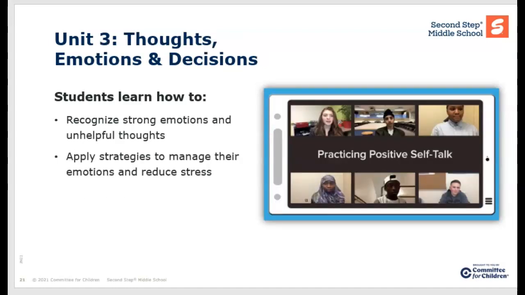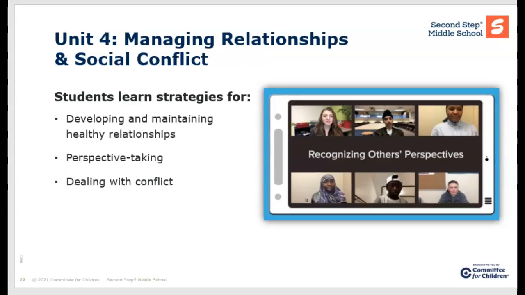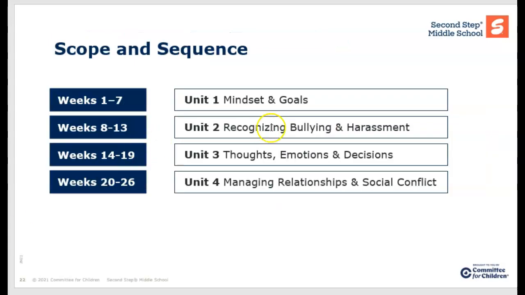Unit 3 will be talking about thoughts, emotions, and decisions. When kids start to have emotions and thoughts about different things, how to recognize these things, how to reduce stress. Those components are there, as well as managing relationships and social conflict, which I think is exactly what all our kids need right now. With these units, you can tell, like I said, there's 26 to 27 lessons for all the units combined. Here's what they look like as a scope and sequence.